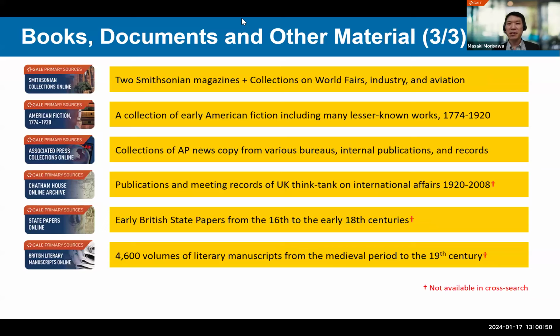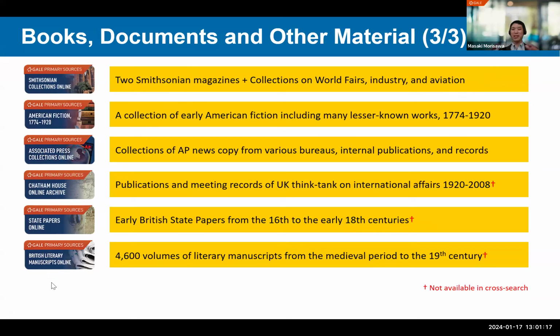And is this the last slide? Yeah. Okay, finally, we have collections from the Smithsonian that are related to world fairs, industry, aviation, and 2 Smithsonian magazines, collection of early American fiction, collections of Associated Press archives, and the final 3 I already explained. These are the ones that are not cross-searchable: Chatham House State Papers Online and British Literary Manuscripts Online.